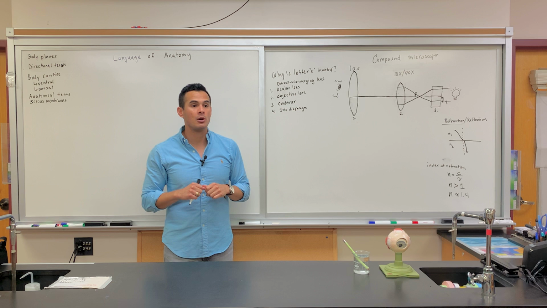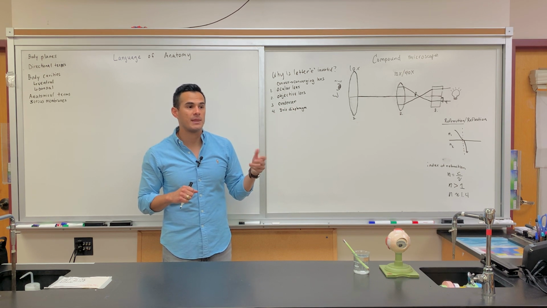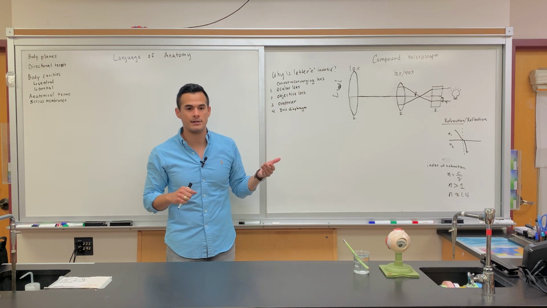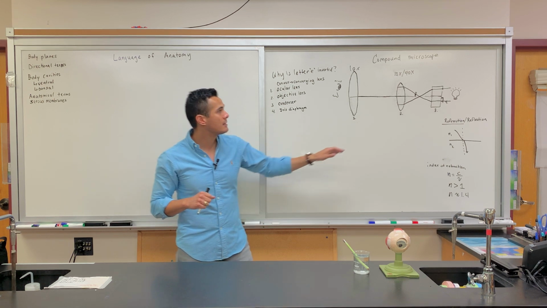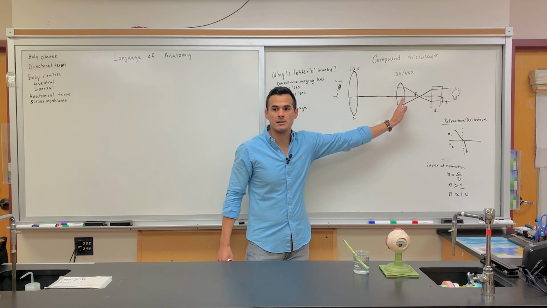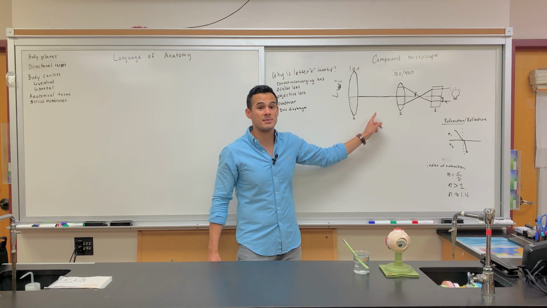Okay? So what I'm going to draw, the real image is going to be inverted, right? Because that's the question that we're answering, right? Why is the letter E inverted? It's because the light is going to refract at this convex lens, or this converging lens, and once it converges, the image is formed upside down, it's inverted.